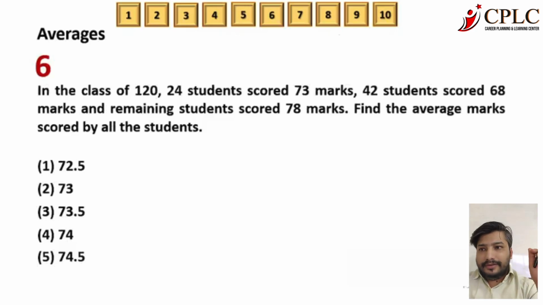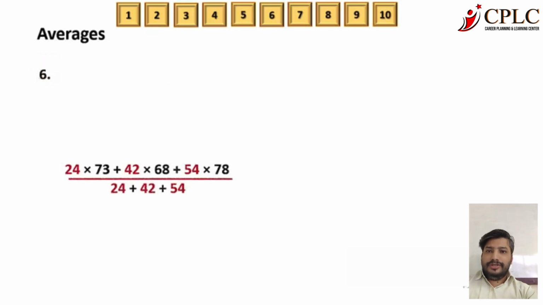Moving on, the 6th one, which says in a class of 120 people, 24 students have scored 73 marks, 42 students have scored 68 marks, and the remaining students have scored 78 marks. What is the average marks? So again we can use weighted average. First we'll have to find out the remaining students, which is going to be 54. And again here, if you see, the numbers are very big, so we should not solve this way. We need to think of the method of assumed mean, that I think we saw in question number 3 or something, if you remember. So method of assumed mean is what we are going to do.